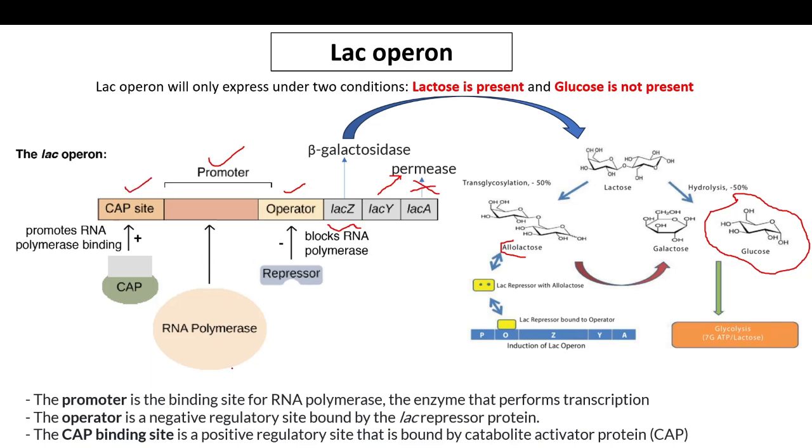So what are these? The promoter is the region where the RNA polymerase will bind and actually lead to the transcription of these genes that we are talking about, this LAC-Z, LAC-Y, and LAC-A. So in this promoter, the RNA polymerase will bind and actually carry out the transcription.